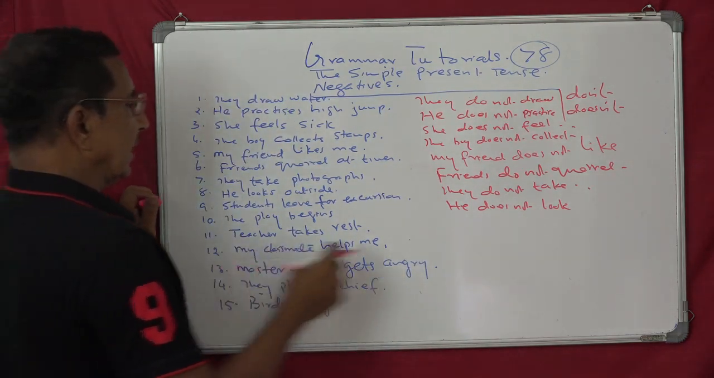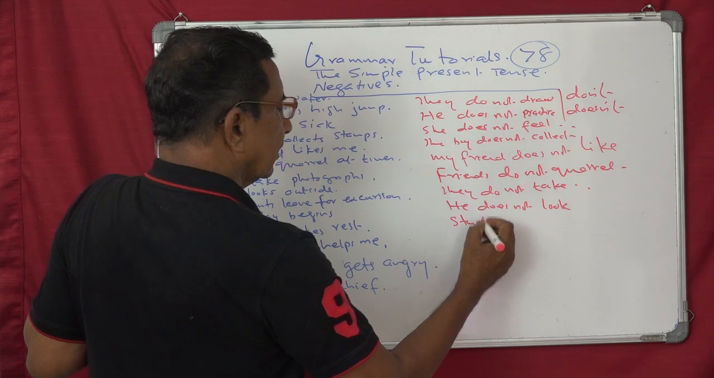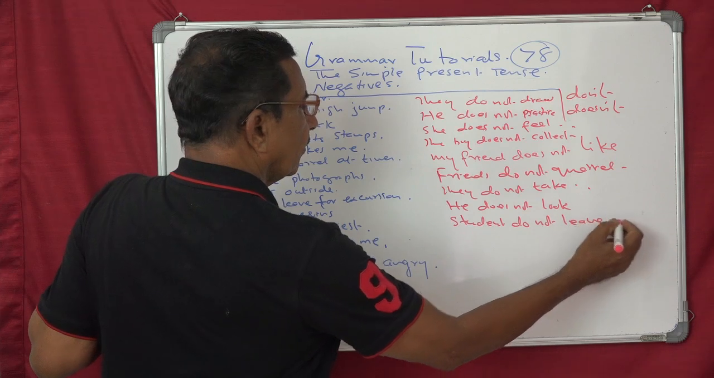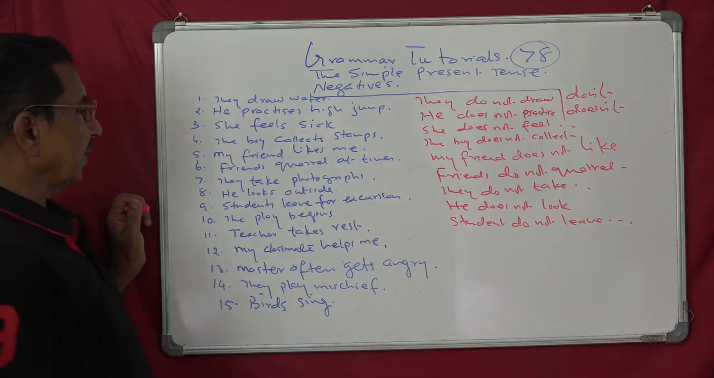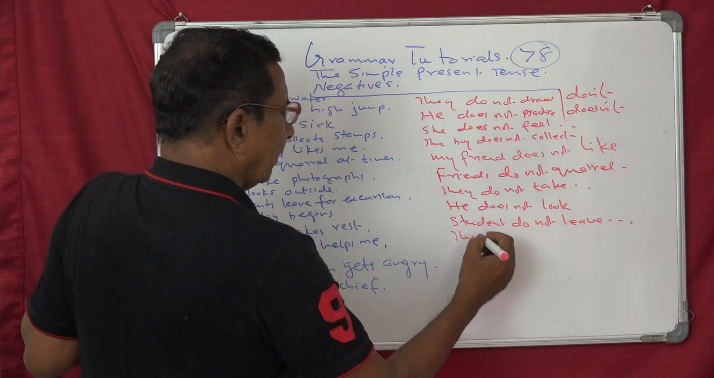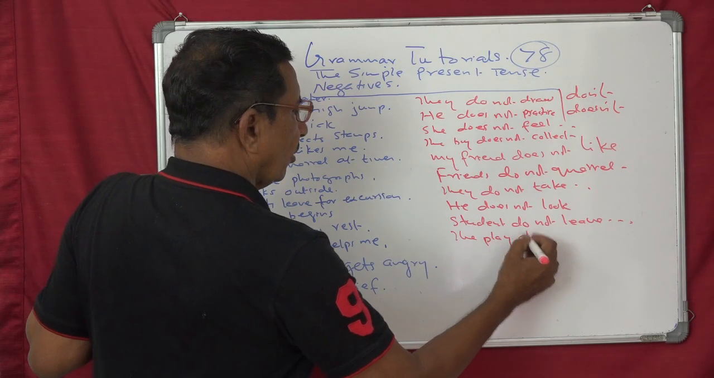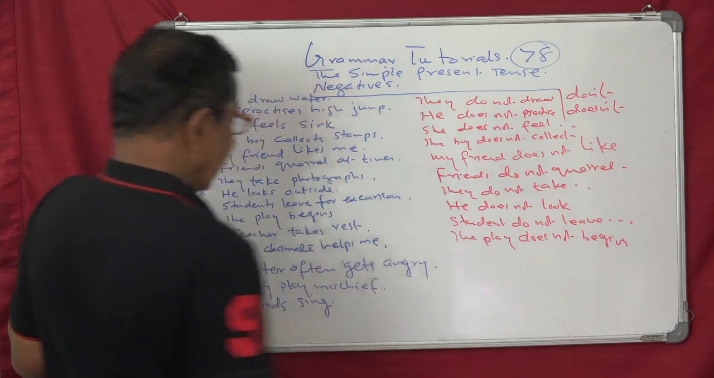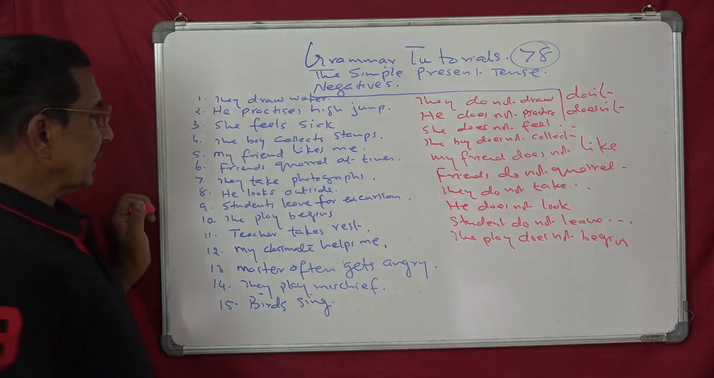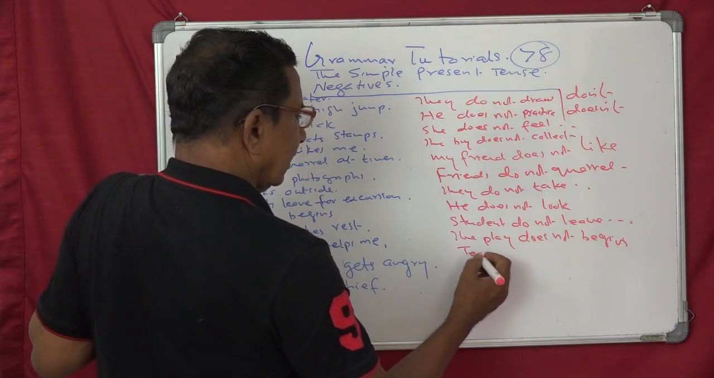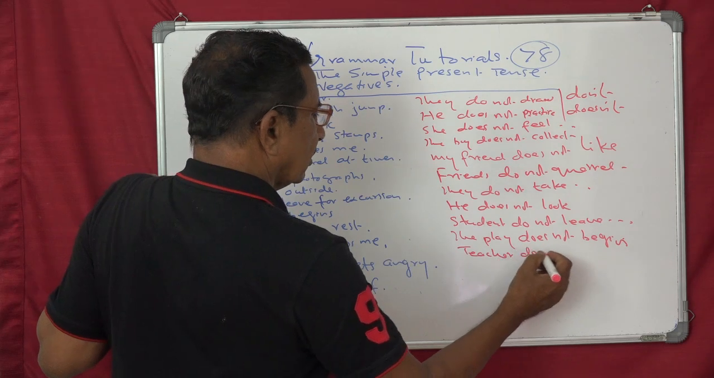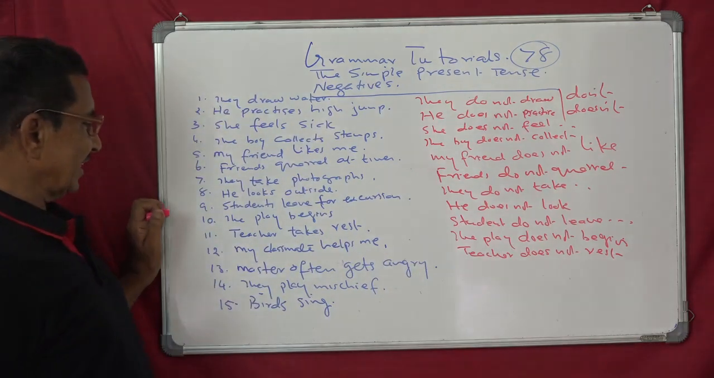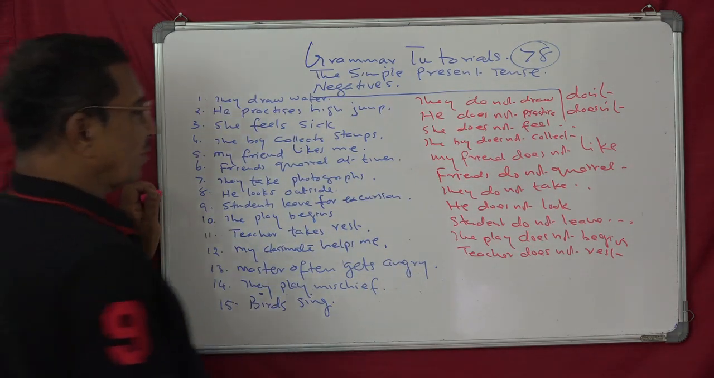Then next one is students leave. Students do not leave. Next, the play begins. The play does not begin. Teacher takes rest. Teacher does not. He's a very hard-working person, so he doesn't take rest. Does not take rest.